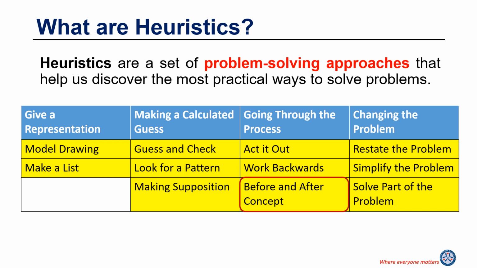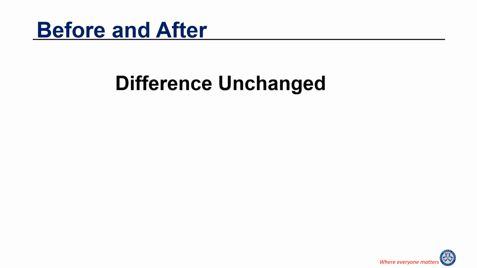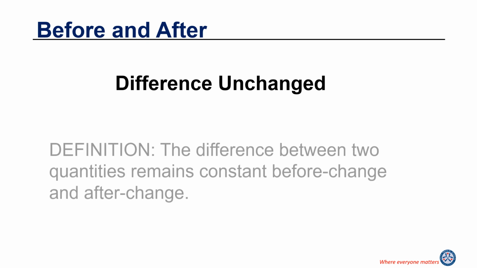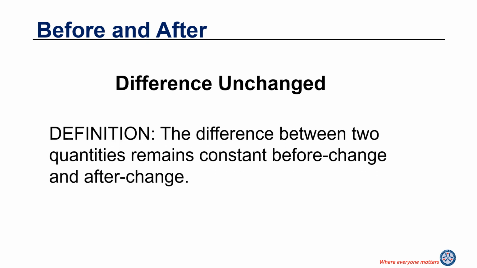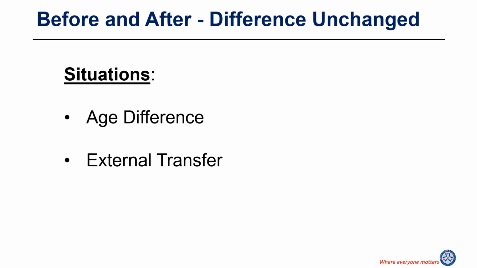The focus of this sharing is on the before and after concept. One of the common before and after scenarios involves difference unchanged. That is, the difference between 2 quantities remains constant before a change and after a change. Before and after difference unchanged situations might involve age difference and external transfer. In this sharing, we will focus on external transfer.